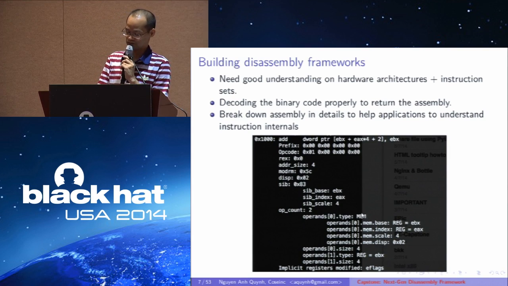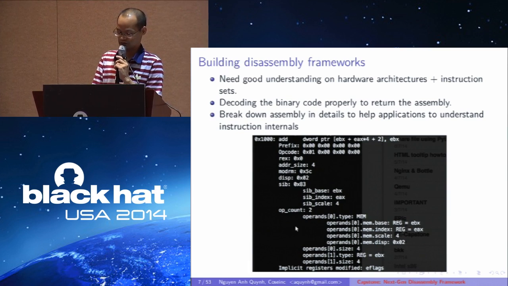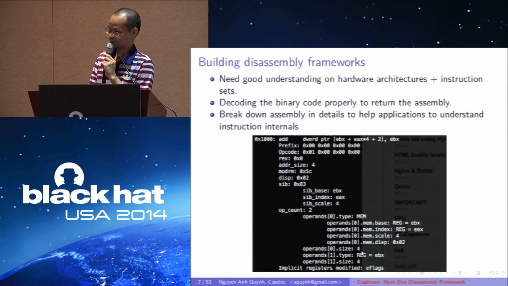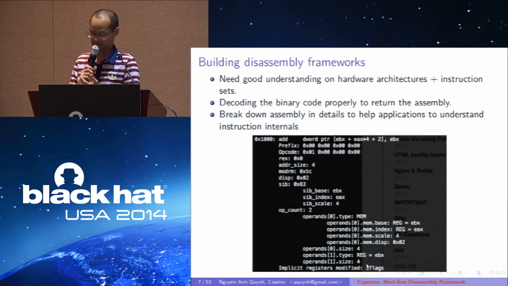So it should tell me that the first operand is a memory type, which has a base EBX, which has an index EAX. And in this case, EAX is multiplied by 4, so the scale is 4. And the offset of this array is 2 here. And after that, it needs to tell me that the first operand has a size of 4 bytes. And so on. It can tell me the second operand is the register, which is EBX in this case. And this one also has 4 bytes in size.